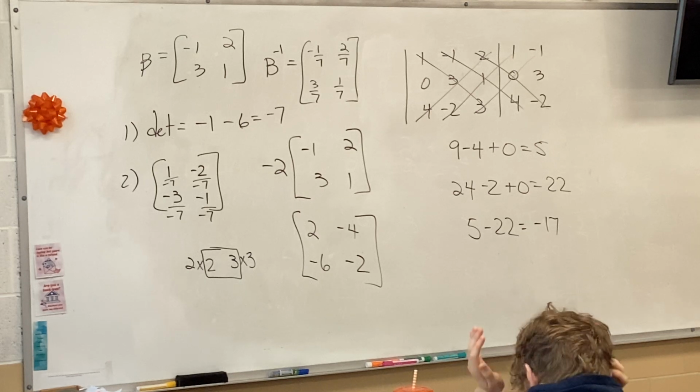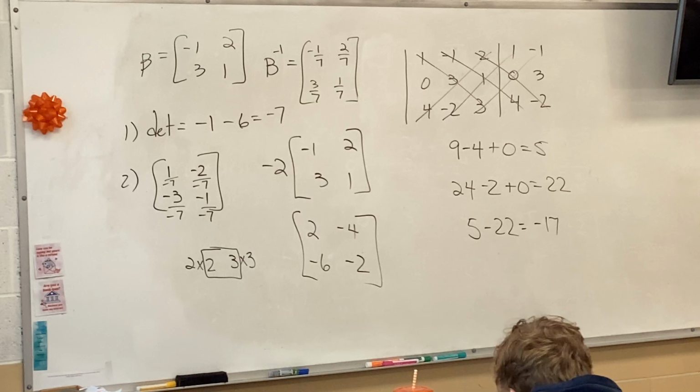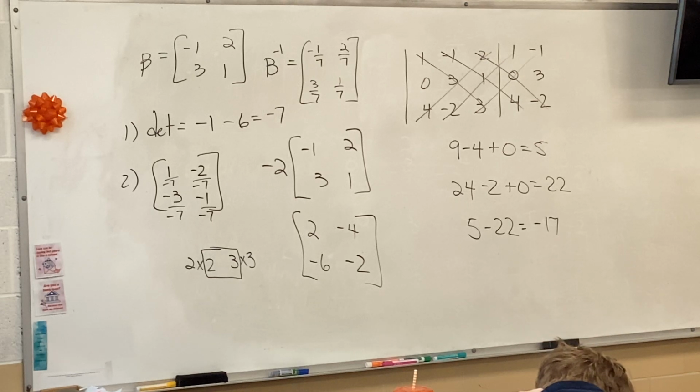What is b sub 2,3? -2. What does b sub 2,3 mean? Second row, third column. And the number that's in second row, third column is -2. What are the dimensions of b? 3 by 4.